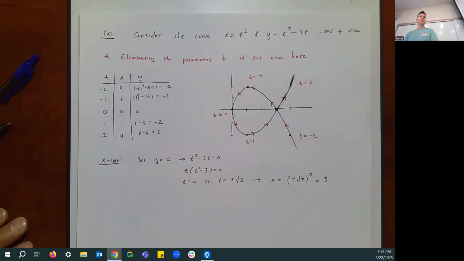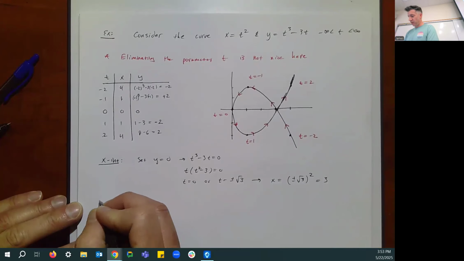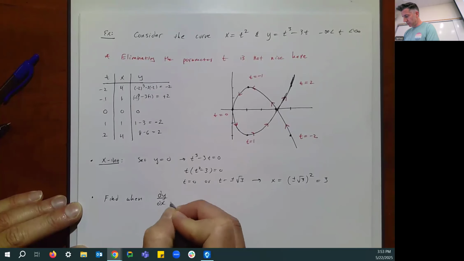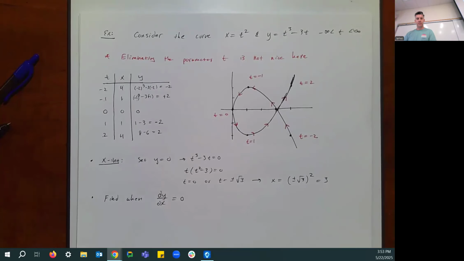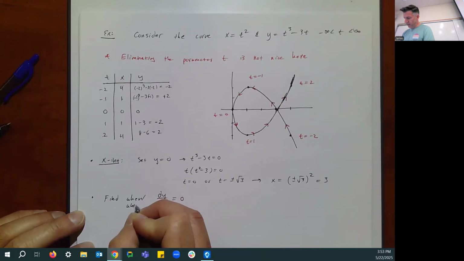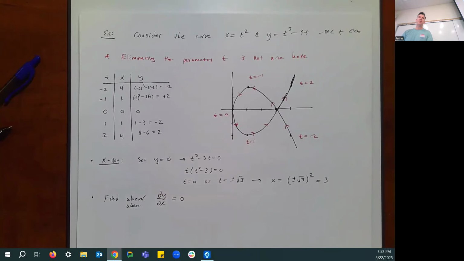So how do we find the derivative here? I really want to find when the derivative is equal to 0. When or where, whatever you want to say. So how do we find dy dx here? Well, there's a trick people use where you just divide dy dt by dx dt. But that really is kind of a trick. It's actually coming from the chain rule. So let's take a look for just a second.